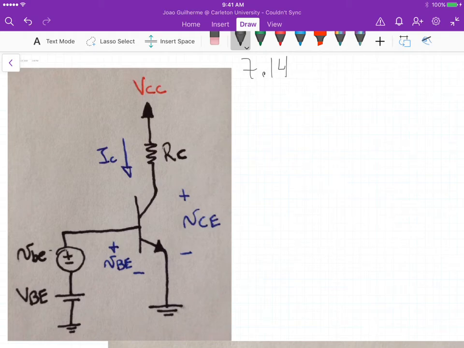Okay, so now I'm going to discuss problem 7.14. In this particular problem we have an amplifying circuit using a BJT transistor, and we basically want to decide what's the minimum value of the VCC up here. So what's the minimum value of VCC?